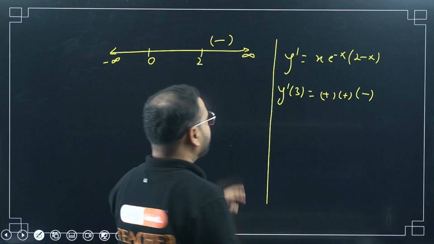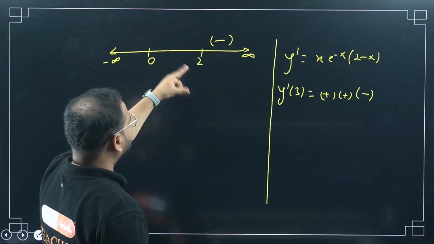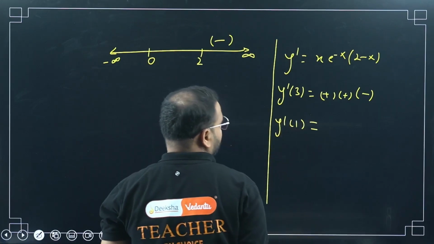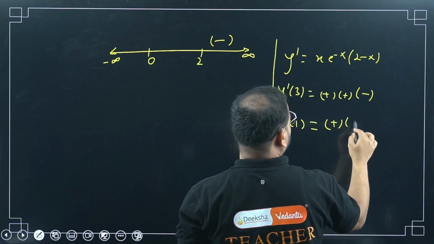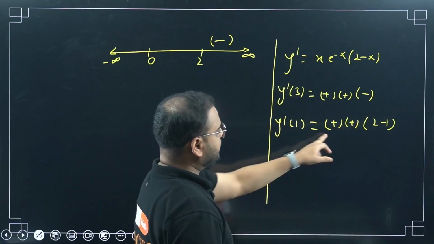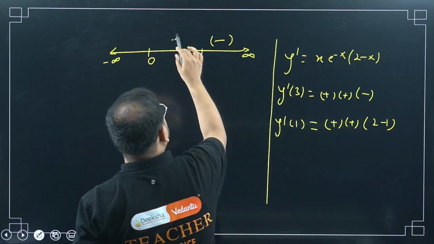Correct. Before 2, I can take 1 between 2 and 0. Check here, y dash at 1. So again positive. This is always positive. What will this be? 2 minus 1. So again positive. Please check here. Plus, plus, plus. So positive.